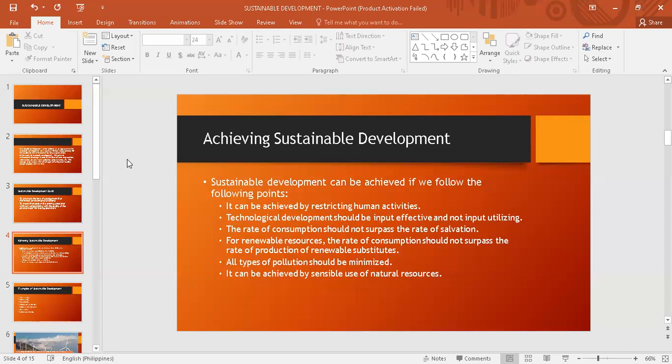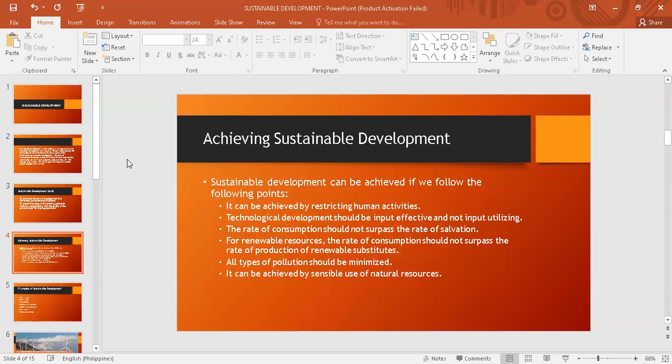Technological development should be input effective and not input utilizing. So, pag may advanced technology na, like for example, the usage of, through industrialization, gumagamit tayo ng mga technological machineries and equipments. Pero we have to consider that this input must be input effective, not input utilizing.